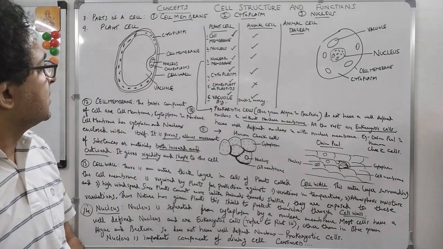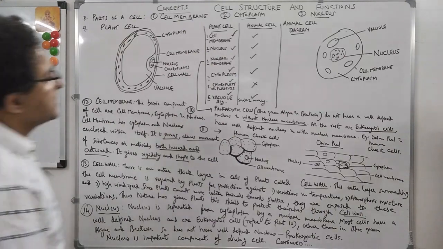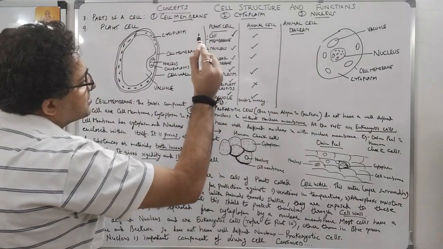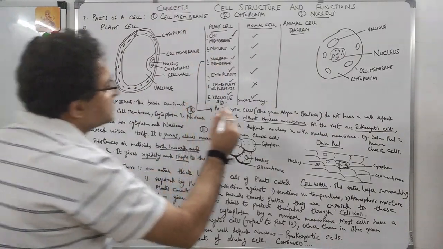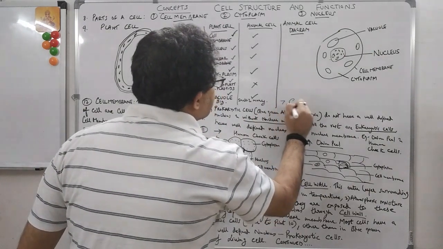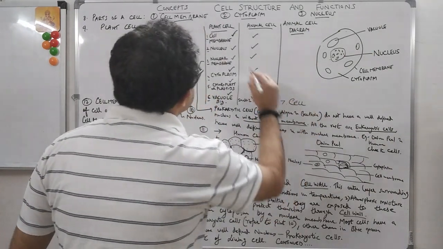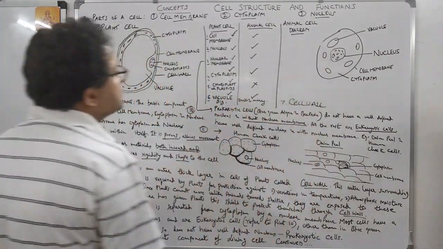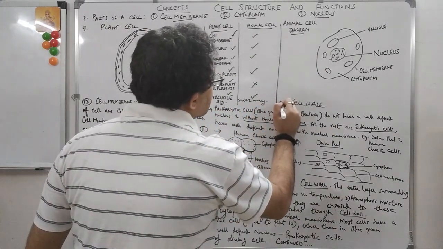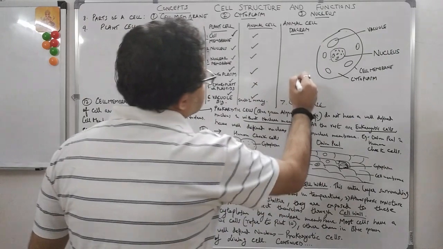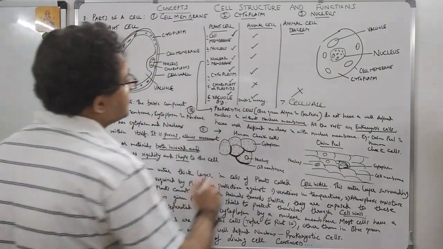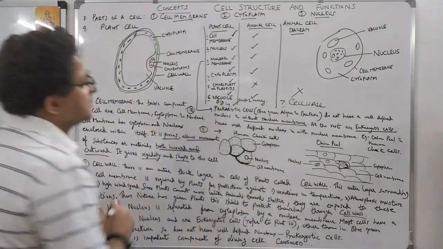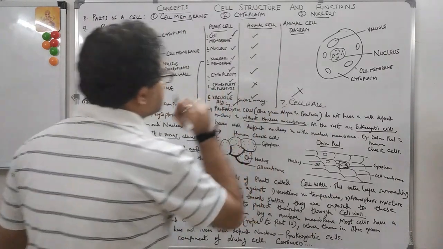So here, did I mention cell wall? Cell wall is one thing which I have missed. 1, 2, 3, 4, 5, 6. Where should I put this? 7. Okay, let it be here. Cell wall. In animal cell, not there. In plant cell, cell wall is present. Cell wall is present in plant cell. Okay.